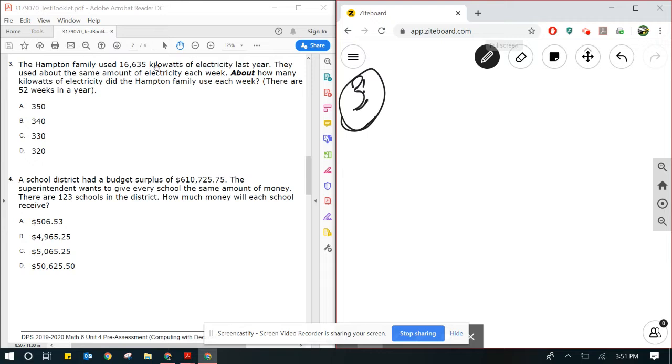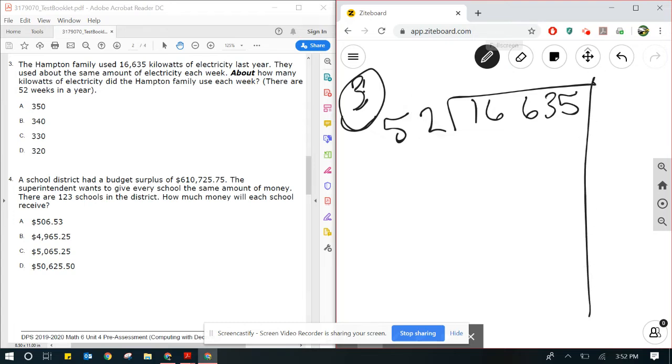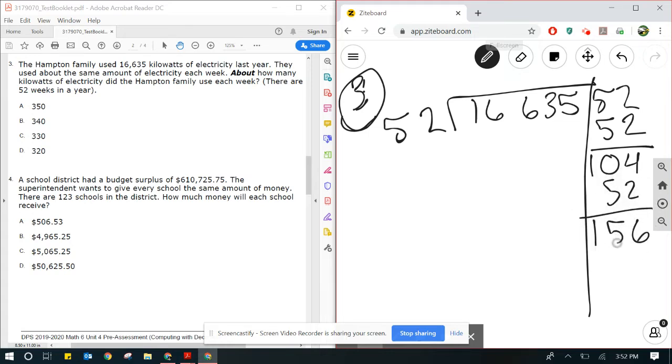So here I'm dividing my total kilowatts by 52. So that's going to be 16,635 divided by 52. So if I look at this, I'm going to skip count my 52s. I've got 52 plus 52 is going to be 104 plus 52 is going to be 156 plus 52 is going to be 208. I'm going to stop there.